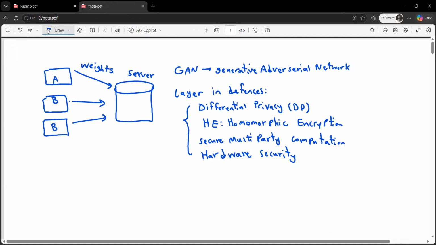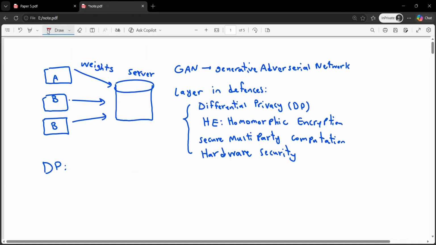So let's look at each of them a bit in depth and see what's going on. When it comes to differential privacy, I just type here DP, and I change the color of my pen here. It mathematically guarantees that an outside attacker cannot tell whether a specific patient was included in the training or not. And it completely stops the membership inference and reconstruction attack.